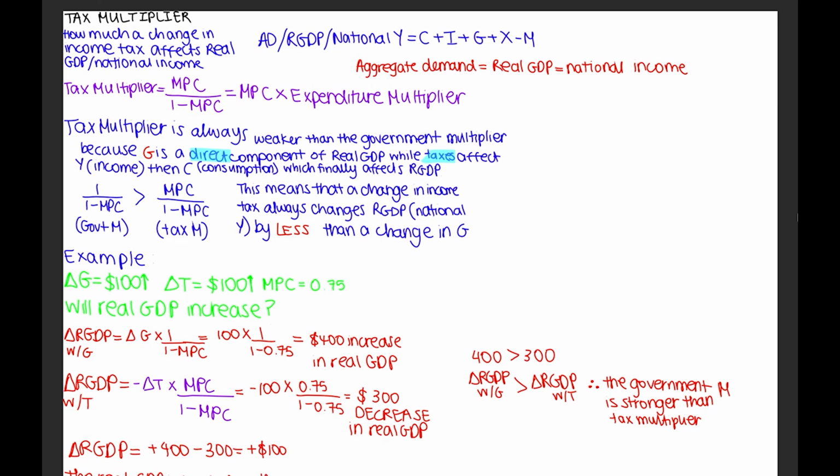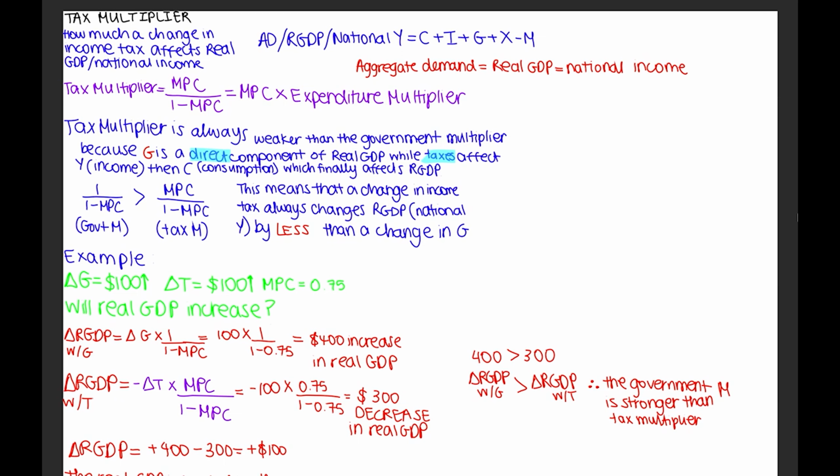Hey guys, today I'm going to be talking about the tax multiplier. Basically, the tax multiplier is how much a change in income tax affects real GDP or national income. We already know that in this chapter, aggregate demand, real GDP, and national income have the same formula, which is C plus I plus G plus X minus N.